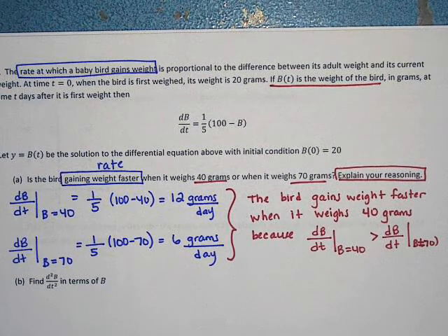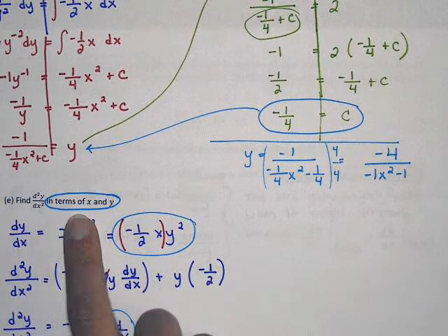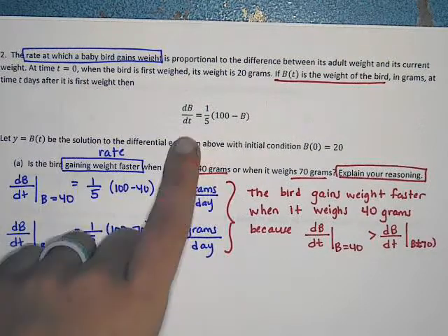Okay, second question that goes along with this prompt. Find d squared b over dt squared in terms of b. So it's asking us to find the second derivative in a very similar way to what we did here, where we found the second derivative. Only instead of x's and y's, we have b's and t's.